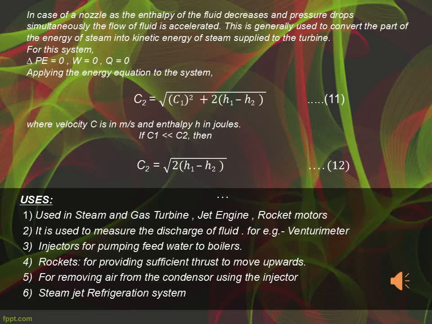Now the uses of the steam nozzle are in steam and gas turbines, jet engines, and rocket motors. It is used to measure the discharge of the fluid, for example the venturimeter. Injector for the pump feeds water to the boiler. Rocket for providing sufficient thrust to move upward. For removing the air from the condenser using the injector. Steam jet refrigeration system.